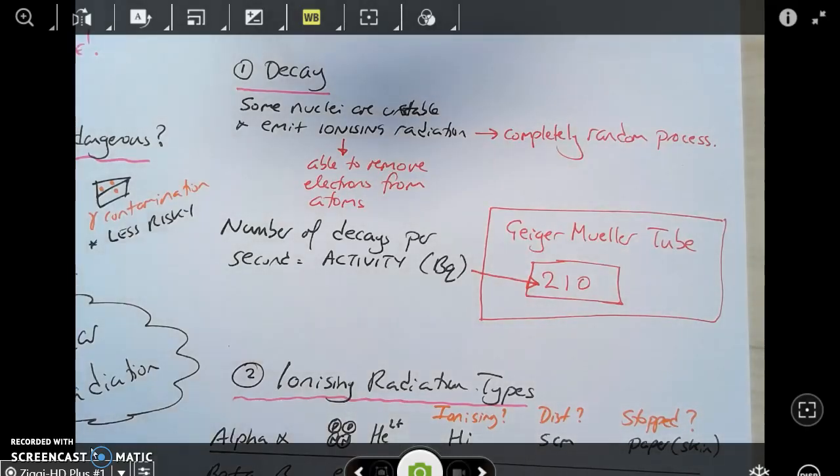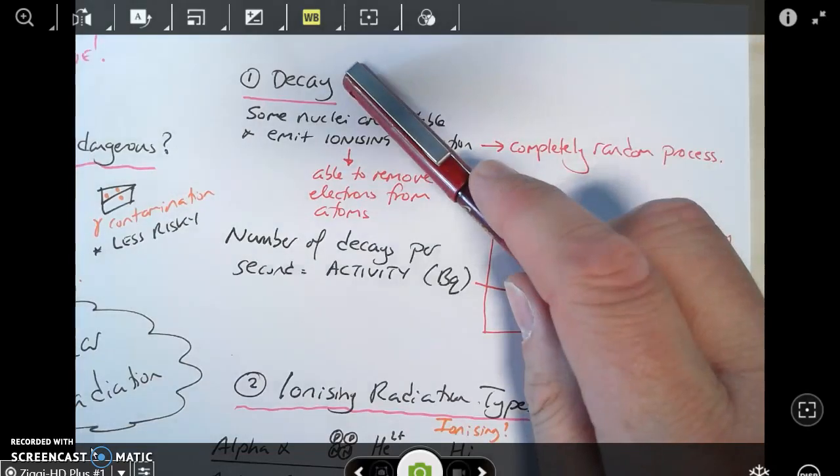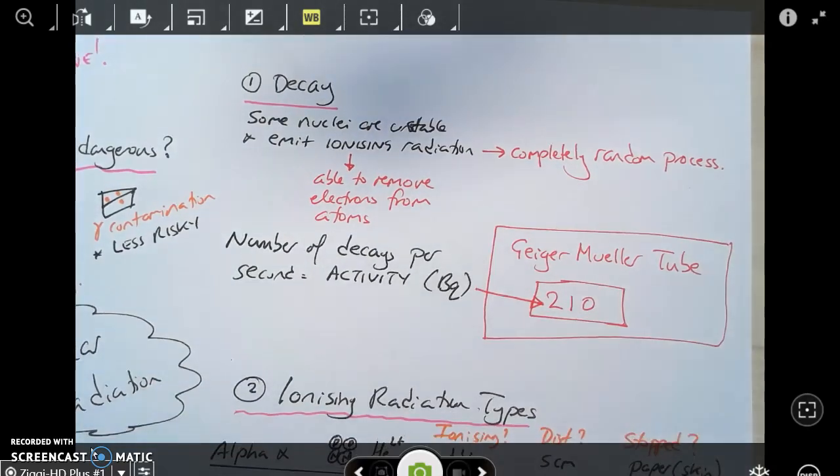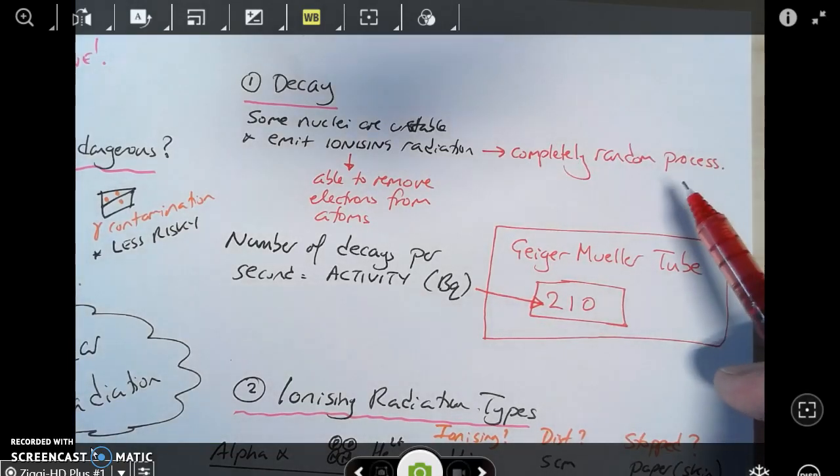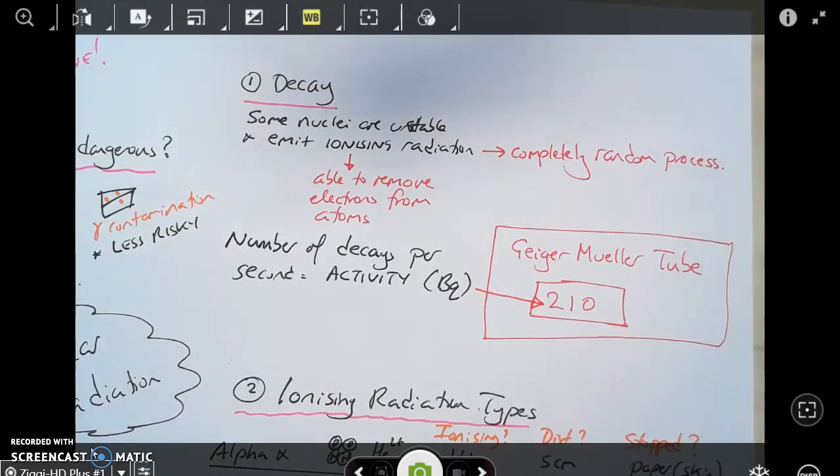Let's start with talking about nuclear decay, or radioactive decay. Some nuclei are naturally unstable and they emit ionizing radiation in order to become stable. It's important that you know that that process is completely random. So if you have to describe it, it is a random process.